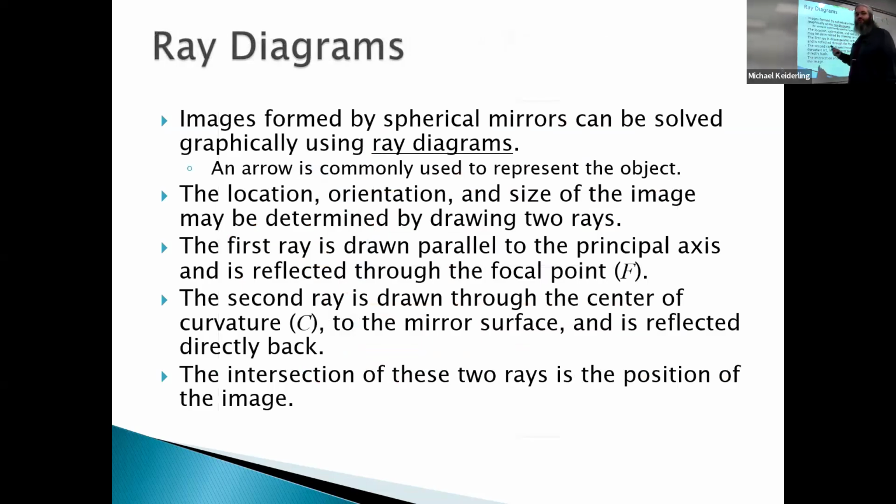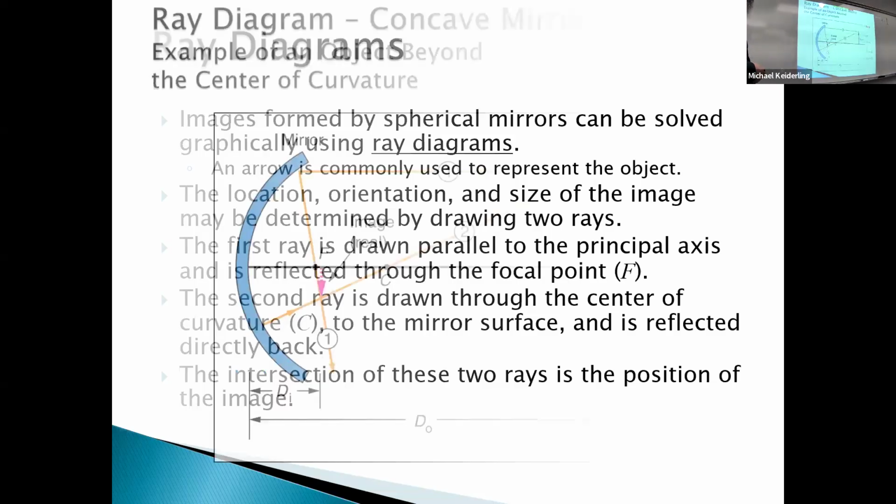And you can solve images formed by spherical mirrors using ray diagrams. We commonly use an arrow to represent the object that is being imaged. And the location, orientation, and size of the image can be determined by drawing two rays. The first ray gets drawn parallel to the principal axis and then gets reflected through the focal point. And the second ray is drawn through the center of curvature to the mirror's surface and gets reflected directly back. You can also draw a ray through the focal point that gets reflected back parallel. The intersection of these two rays is the position of the image.